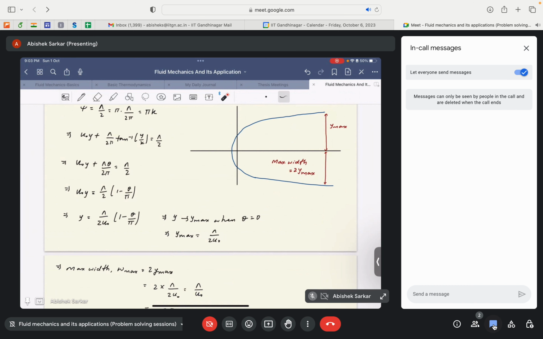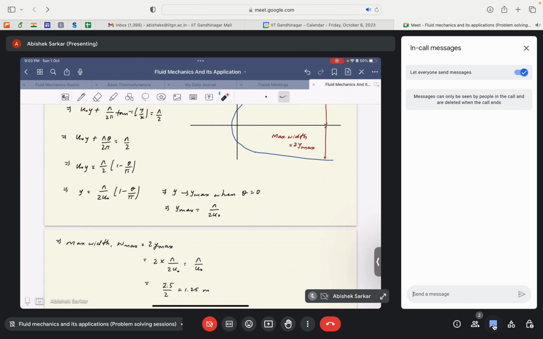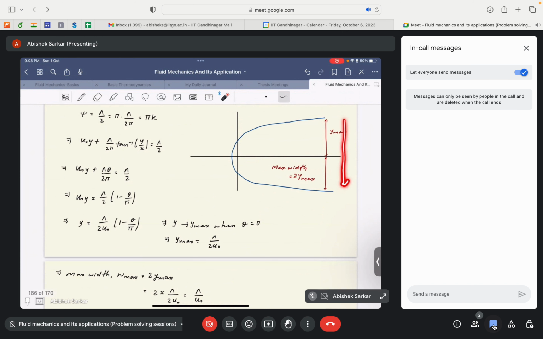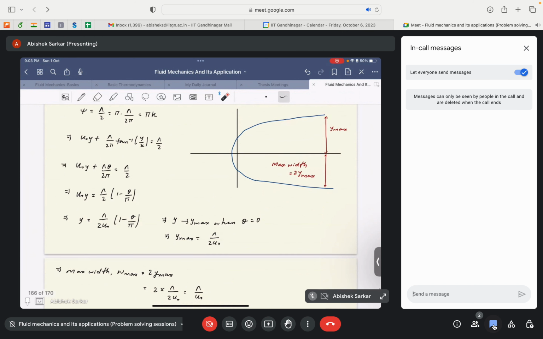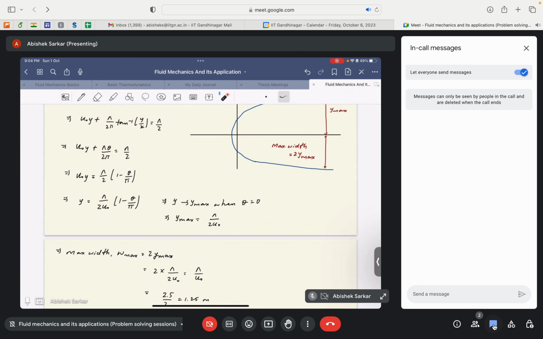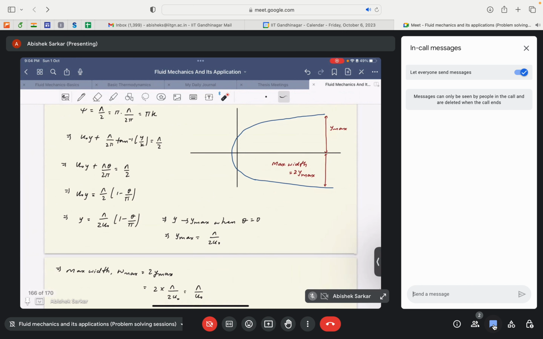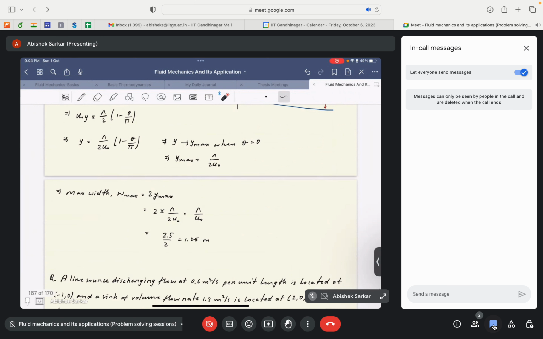So this distance is equal to y. So for y to be maximum, theta should be equal to 0, right? If this term is equal to 0, then y would be equal to y max. So if we equate theta equal to 0, y max is given by lambda by 2 u naught, and the maximum width will be equal to 2 into y max, right? Because just double this length will give us the maximum thickness. So w max will be equal to lambda by u naught, where lambda is 2.5, so we get that w max equal to 1.25 meter.